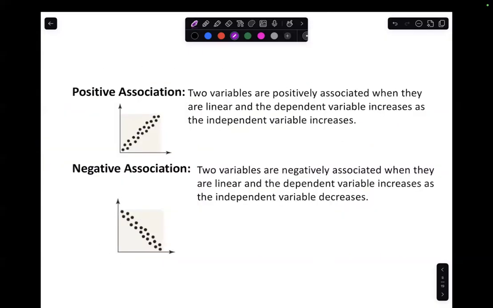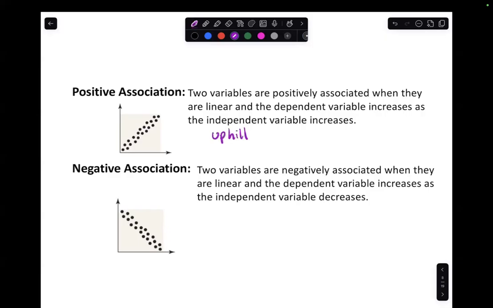So a positive association, if they're positively associated, if they have a positive slope. So if as my X is getting bigger, my Y is also getting bigger, that would be a positive association. For a negative association, if as my X is getting bigger, my Y is getting smaller, then that is a negative association. So think about it as positive association, it is going uphill from left to right. Negative association, it is going downhill from left to right.